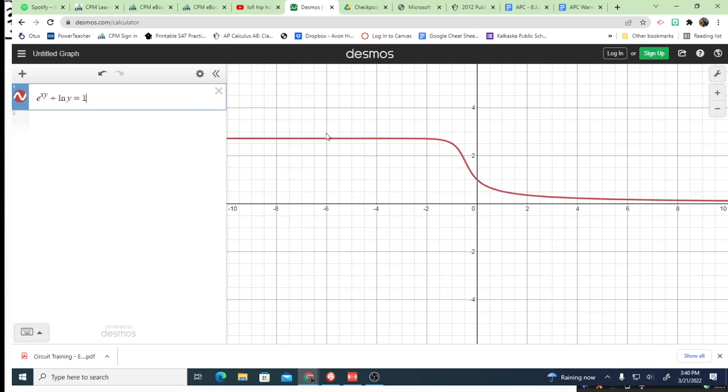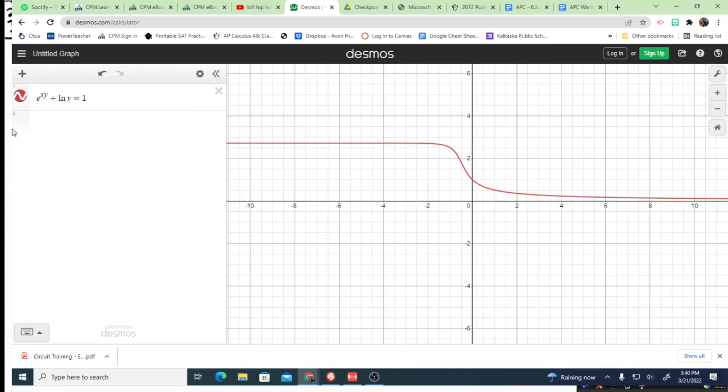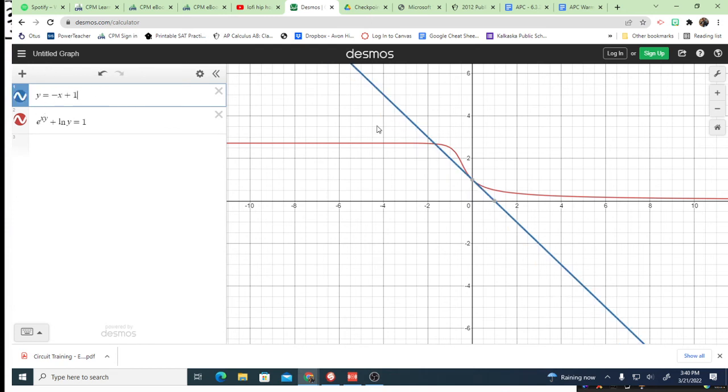There is the original graph. Pretty cool, right? There's 0, 1. There's the point right there. And what if I went over here and I just added on my problem? Y equals negative x plus 1. I love a good tangent line, don't you? Isn't that just so satisfying to get that and get it right and check it out and know that you're correct? Isn't that cool?